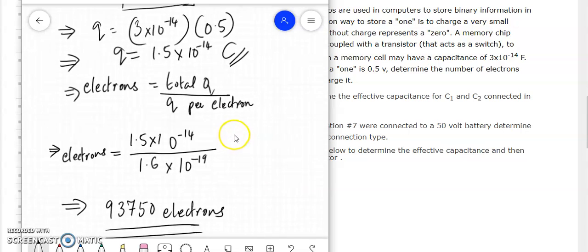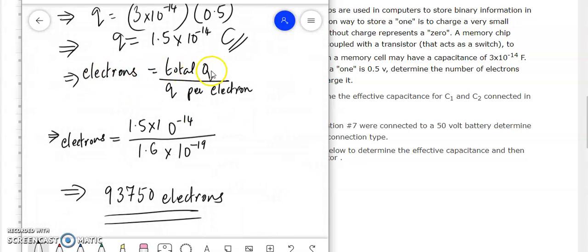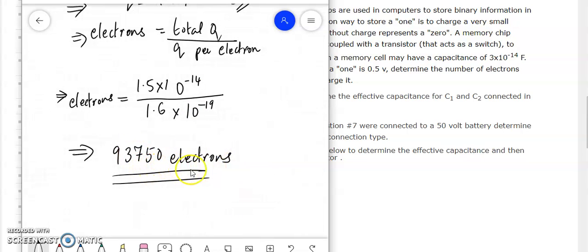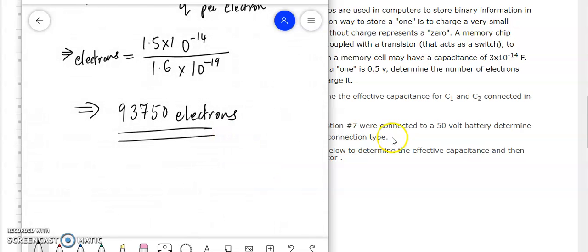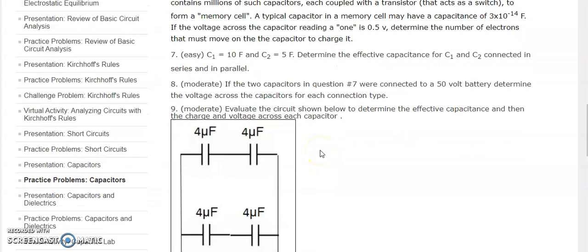The formula is again easy. Number of electrons is equal to total charge divided by charge per electron. The total charge is the one that you found here, divided by charge per electron. This is a constant value, so do not worry, if it's asked in the exam, they will give you the value for charge per electron. Then you just directly divide it and you get 93,750 electrons.